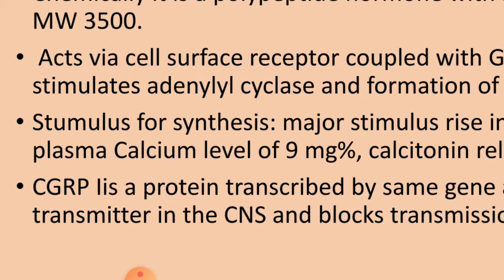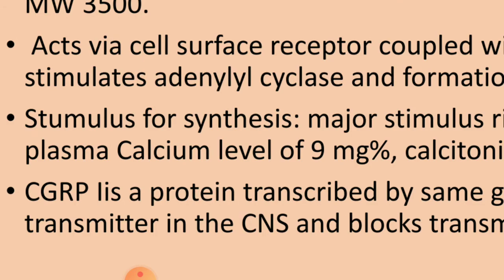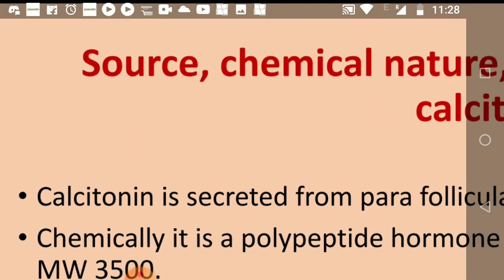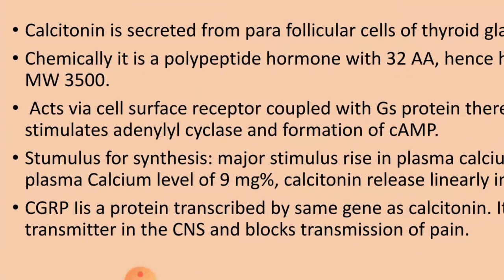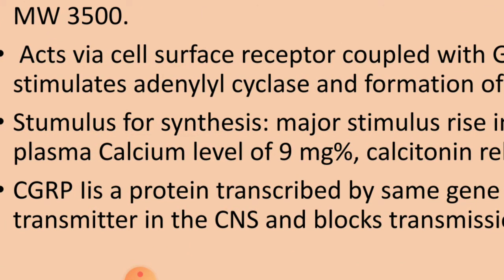Now, one thing deserves to be mentioned, that not only calcitonin, there is another proteinous substance called CGRP, or calcitonin gene related protein. What is that? Calcitonin gene related protein is a polypeptide which is also synthesized by the same gene which transcribes calcitonin also. So the genetic source for calcitonin and CGRP is the same. The same gene transcribes the messenger RNA of calcitonin as well as mRNA for CGRP.